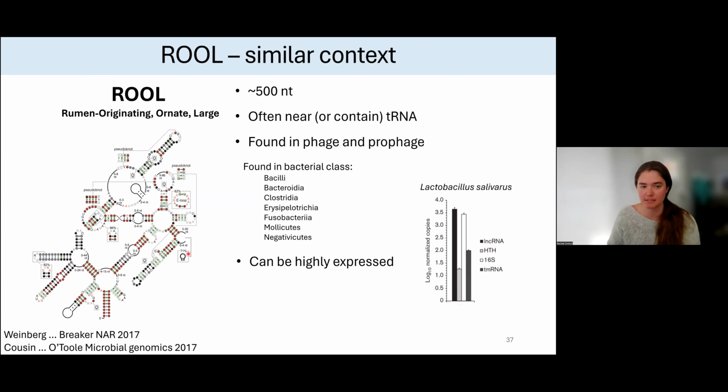An interesting note about this RNA is it can be highly expressed in some species. One study that looked at a lactose species showed that after 24 hours of growth, the expression of this RNA, in black here, was equal or near equal to the expression of 16S RNA, or ribosomal RNA, right? So this RNA is getting produced in massive amounts. And again, just like the first one, the two domains are linked by an unconserved linker. And this linker, when we solve the structure, is also inside the cage.